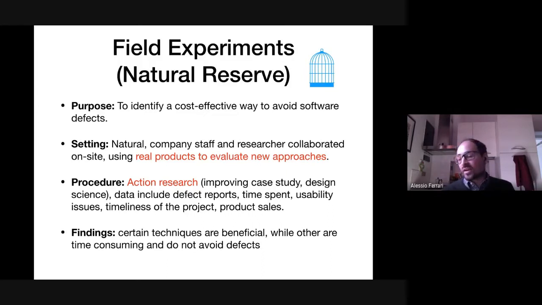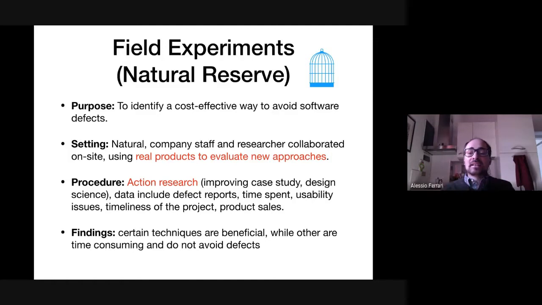Okay, a case study, so a study in a company that is aimed at improving the process. Okay, and you have a person, a researcher, that participates and contributes to this transformation, and at the same time measures the effect of this transformation. So you have defect reports. For example, the data that is collected in this case are defect reports, the time spent, usability issues, timeliness of the project, product sales. You see that in this case, compared to field studies, you already have some more detailed information. You are closer to measures, okay?